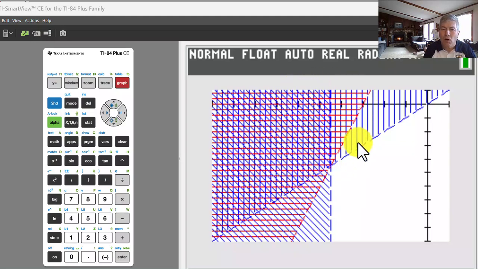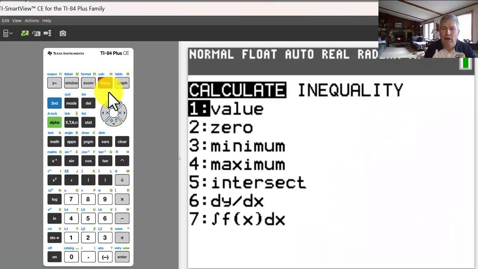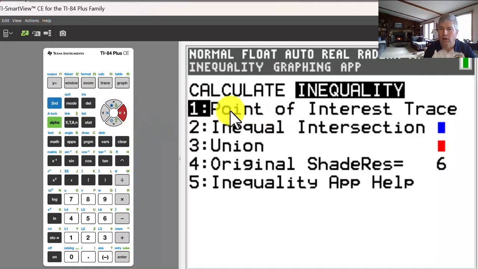So I have all this cross-hatching, and we can see here that the intersection is where all three crosshatches meet, and that's going to be our solution set. We might be able to get a better picture of that. Let's go into the Calc menu. So we'll go second Calc. And instead of calculate, let's go into inequality because that's what we're running.